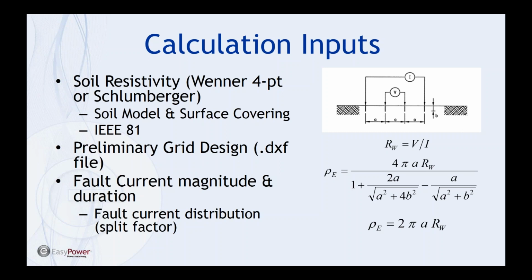Generally, the soil model is gathered with Wenner 4-point testing, which I've shown in the equations to the right with the diagram, or the Schlumberger method. Once you've measured the resistance, you calculate the resistivity of each layer. There could easily be an entire webinar on this, so I won't dive deep into soil resistivity measurements and soil models right now, but these methods are outlined in IEEE 81, which is the guide for measuring earth resistivity, ground impedance, and earth surface potentials of a grounding system.